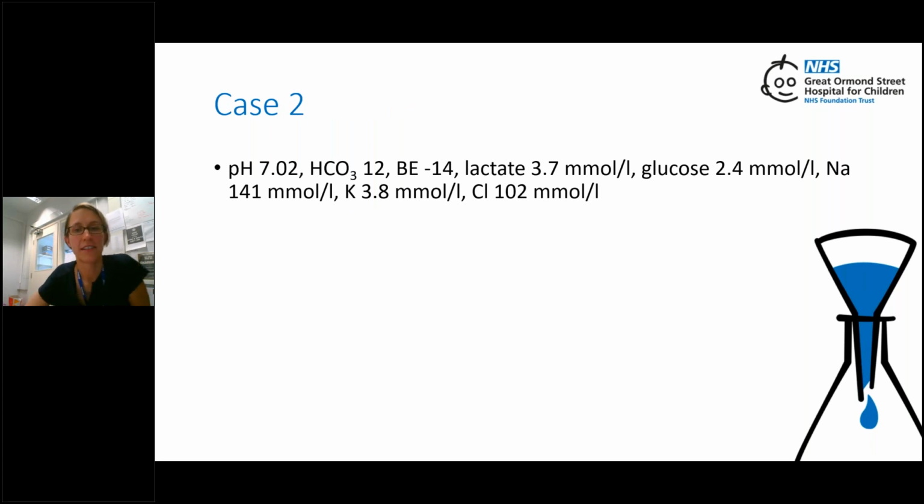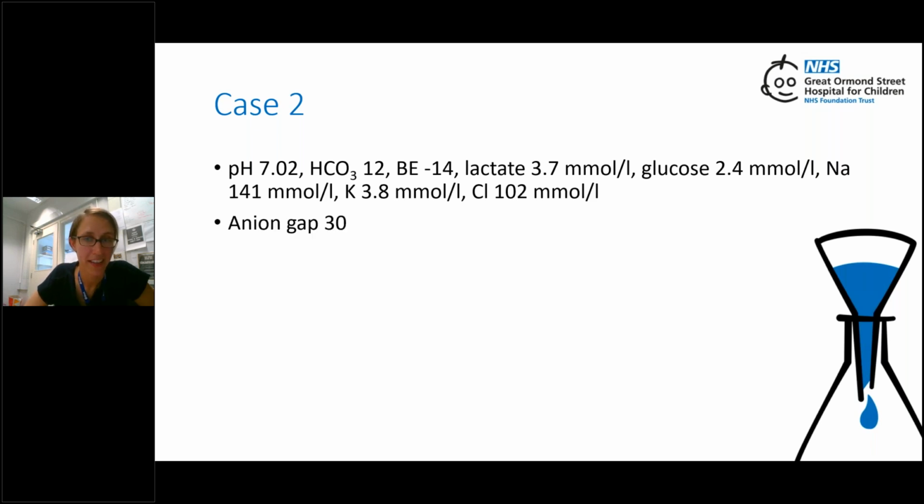In this case, the blood gas was the following. He had a significant metabolic acidosis with a pH of 7.0, a low bicarb of 12, a base excess of -14, a lactate of 3.7, a glucose of 2.4, so a low sugar as well, and then normal electrolytes.